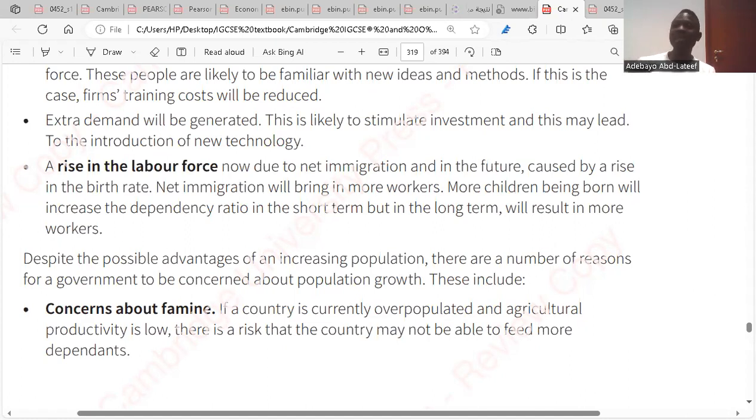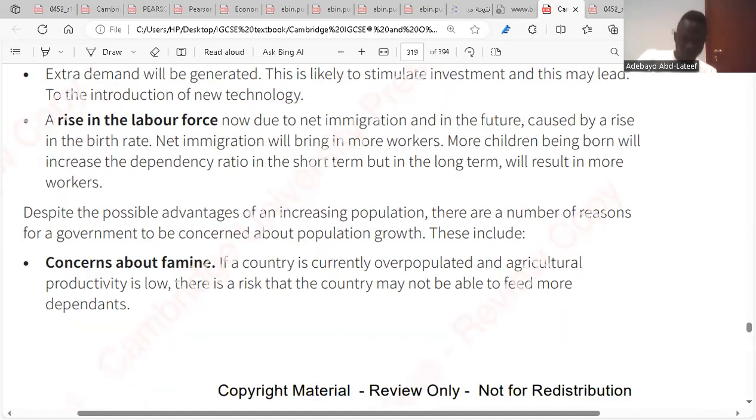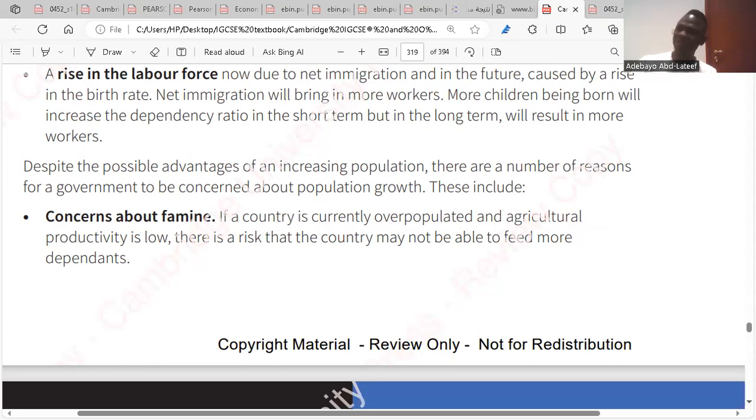Though the dependency ratio might increase because a lot of new children will be born, it will be in the short run, because in the long run they will grow up and add to the economy and to the productivity of the country. So these are the advantages or benefits of increasing population. I think they are clear.